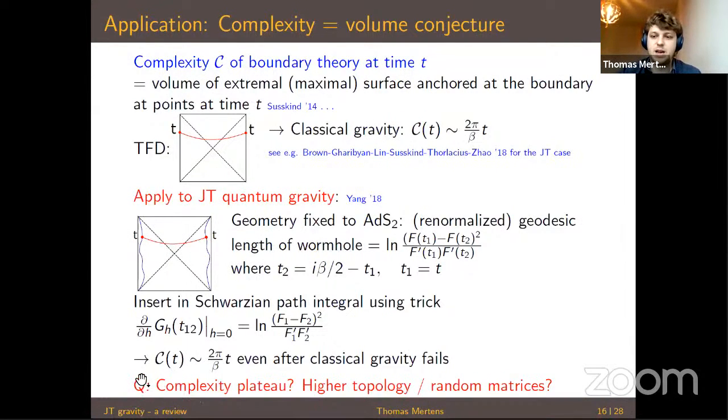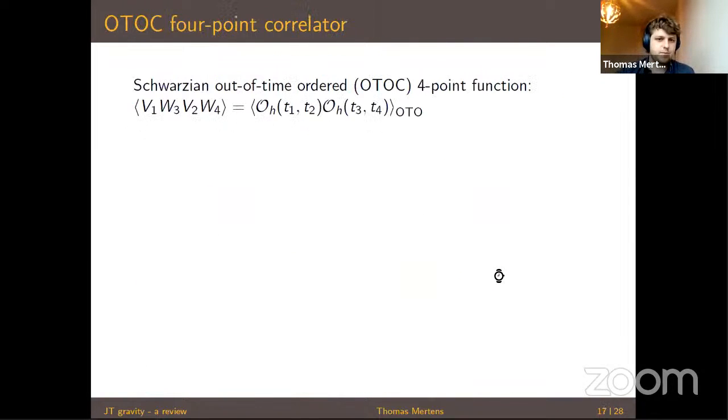Now, a question you might have is how you would get, in this complexity analysis, to the complexity plateau. Presumably, this has something to do with higher topology and random matrices. I will have a lot to say about this in the last part of my talk, but not for this complexity. So I think this is an open question on how you can explain this, presumably using techniques coming from here.